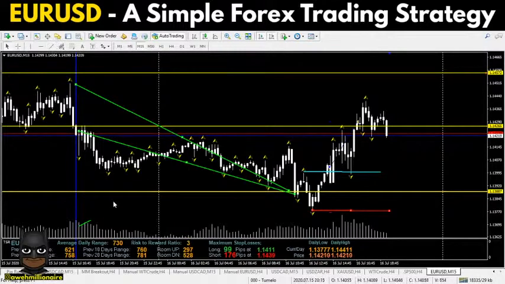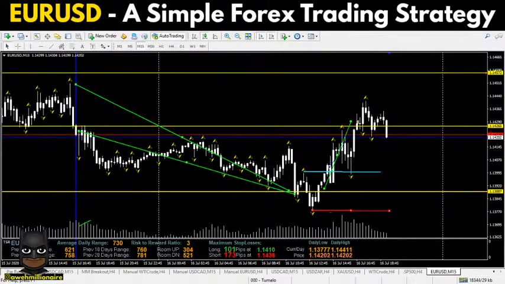Once the news was released, the banks did their thing, hit the stop losses of the dumb traders and hit the TP of the smart trader. And that's how it's done. Trade like a smart trader, follow the smart money. I'm out.